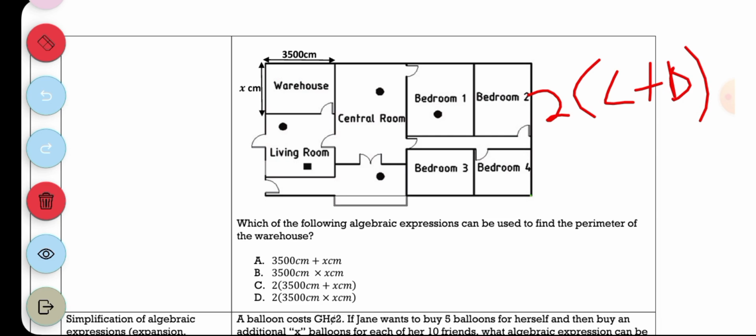Assuming your length is 3,500 centimeters and your breadth is x centimeters. So with the formula for perimeter, your answer is C.